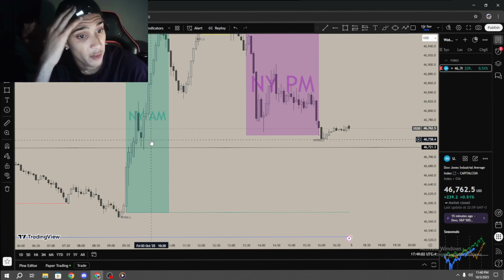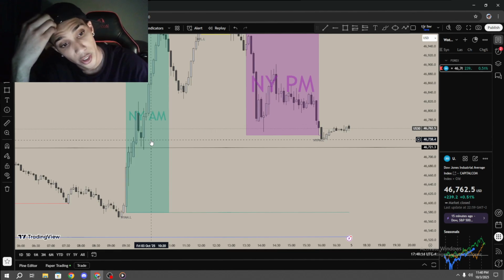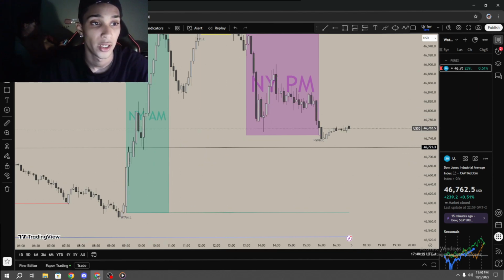With that 5-minute fair value gap, that's basically my higher time frame level. Then inside that leg that sweeps the fair value gap, I want to see a 1, 2, or 3-minute inversion higher out of that, but it's only going to be higher.